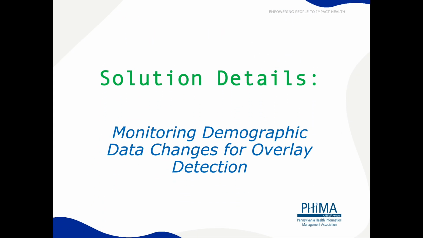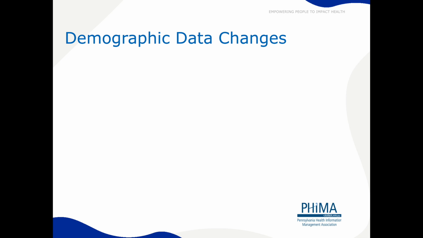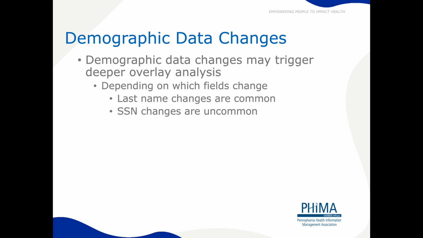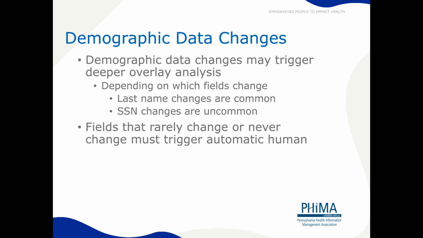So let's discuss some specific solution details about monitoring demographic data changes to discover overlay detection in real time or near real time. Demographic data changes might trigger a deeper analysis of overlay happening, but it depends on which fields change. For example, last name changes are quite common, whereas social security number changes from one number to another are uncommon. Fields that rarely change or never change should trigger automatic human intervention.